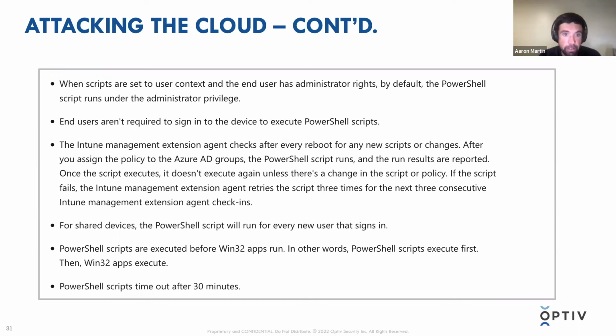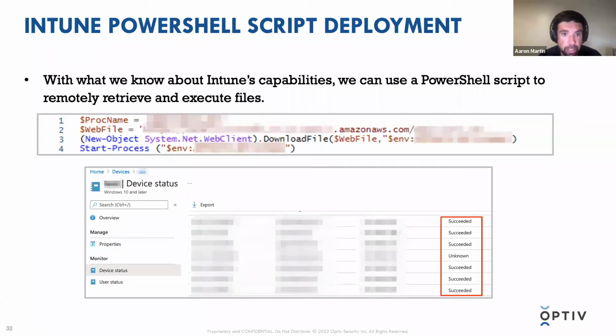And as you can see there, for shared devices, it will run for every new user that signs in. These PowerShell scripts are pushed every time a device checks in. It varies for some; it could be every 24 hours, every 12 hours. But essentially, that PowerShell script will run one time. You can see from a system administrator approach how this would be beneficial for pushing to hybrid join devices. But on the next slide, you'll see what you can use it for from a red team perspective.